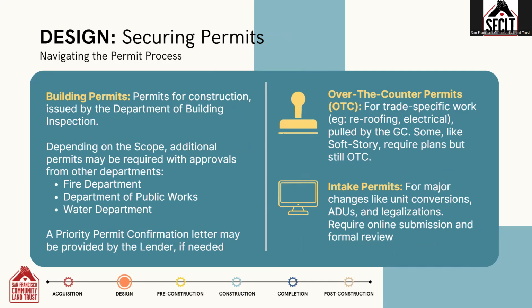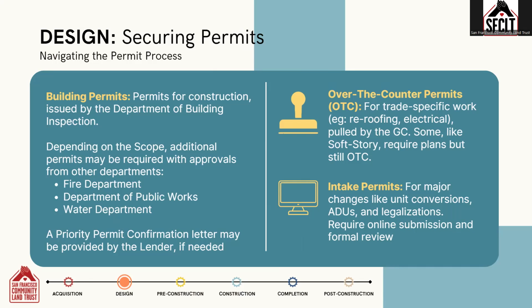Once the construction documents have been developed, the next stage is to secure the necessary permits. Building permits are permits for construction, typically issued by the local Department of Building Inspection. Depending on the scope of work, additional permits may be required from other departments, like the fire department, the Department of Public Works, and the Water Department. As mentioned on the last slide, check with the lender if they can provide a priority permit confirmation letter to help expedite the permitting process.